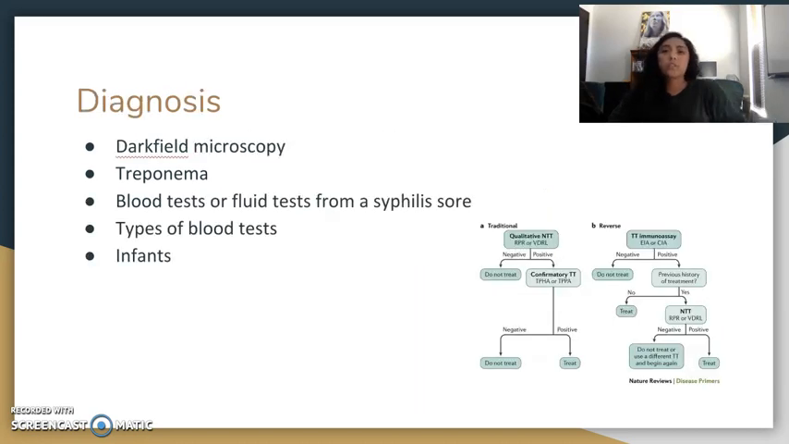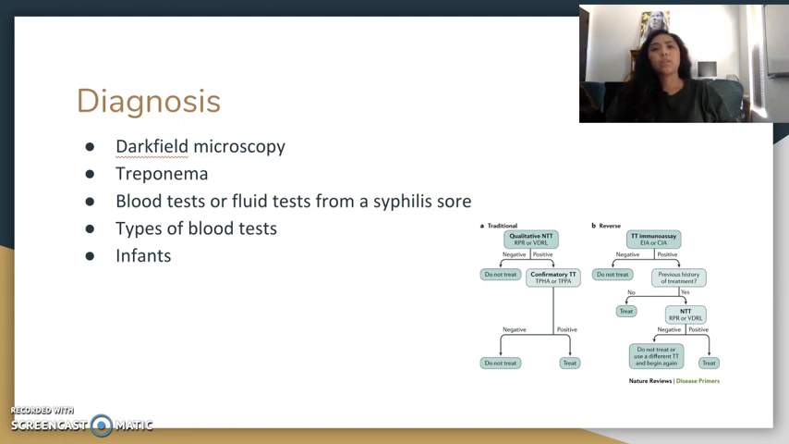So, diagnosis. The definitive method for identifying syphilis would be to identify the bacteria itself using dark field microscopy. Treponema is a spirochete bacteria, so that's how they'll test whether or not someone has contracted syphilis. But it's most commonly done through blood tests and fluid tests from a syphilis sore.